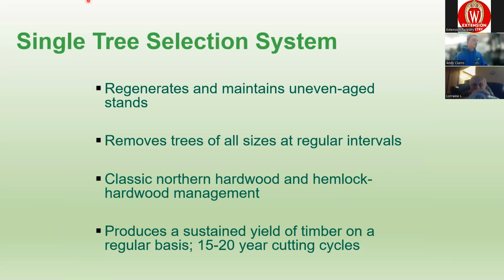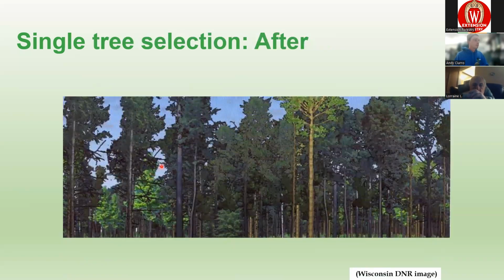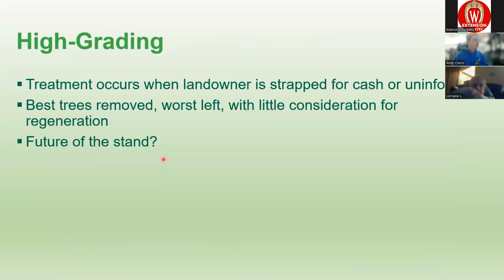And this can be ongoing forever, I guess, in a northern hardwood stand. Every 15 to 20 years you do this, and the theory is that the trees you take out are harvested, and then the younger trees take over, right? So again, the before and after. Now, high grading, we're going to talk about a little bit.